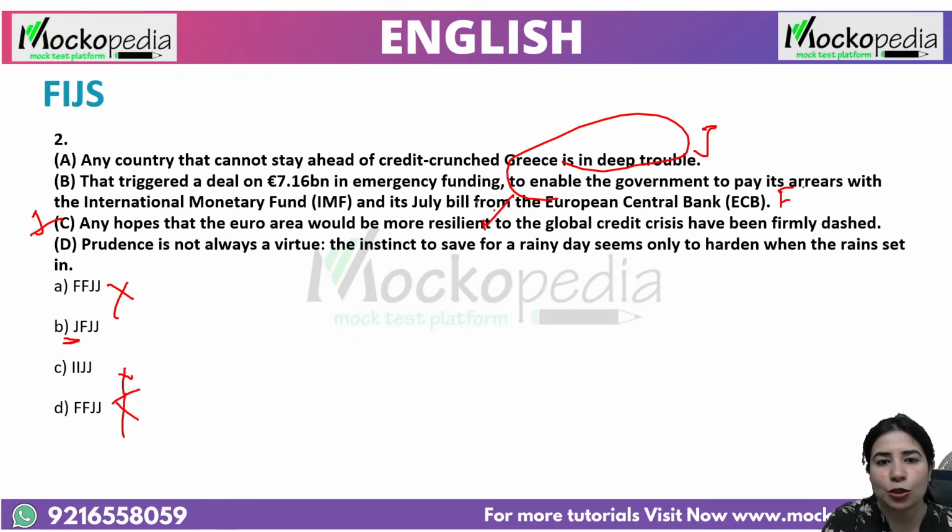The instinct to save for a rainy day seems only to harden when the rain sets in. So rainy day मतलब हार्ड टाइम या डिफिकल्ट टाइम. ये भी एक जजमेंट है। हमारी दादी नानी कहते नहीं हैं कि मुश्किलों के लिए पैसा जोड़ के रखना चाहिए, तो एक उनका जजमेंट है, उनका एक ओपिनियन है, राइट। तो फिर हम क्या मार्क कर देंगे, B को as a correct combination we will pick this.